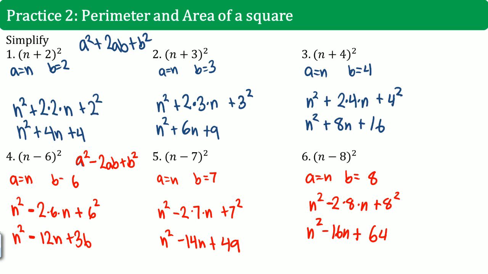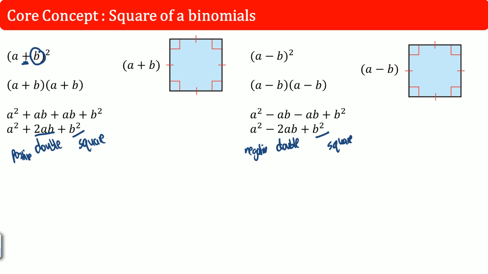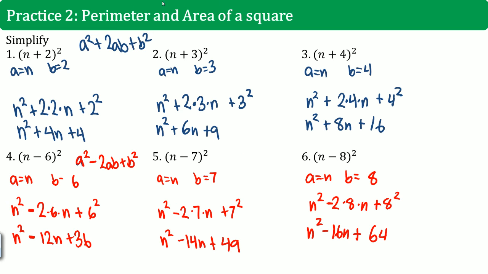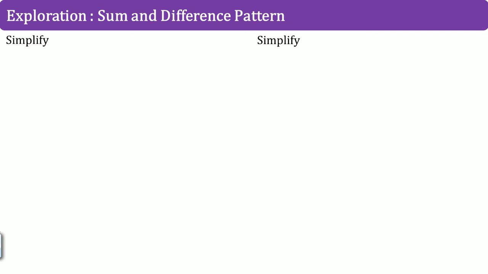So this is the square of a polynomial. Now we're going to explore something called the sum and difference pattern. What happens when you have something like this? Well, let's just do it like how we did it before. You have x plus 2 and x minus 2. This is the sum part and this is the difference part. It's the same letter, but the signs are different.